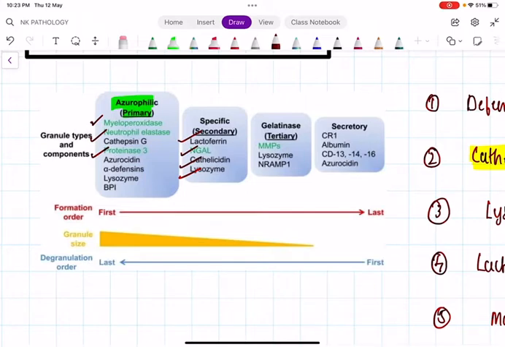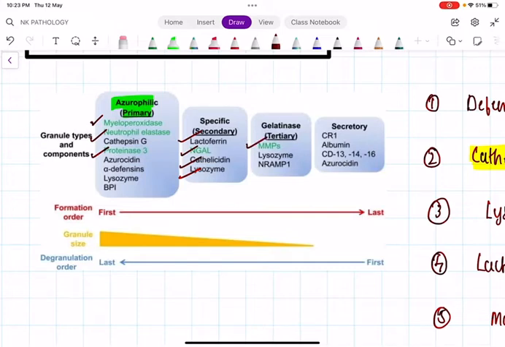Cathelicidin belongs to what type of granule? It has been asked as a question from physiology. Cathelicidin, and lactoferrin, NGAL, of course. Then we have tertiary granules. In tertiary, we have MMP, that is matrix metalloproteinases. So these are the important things you have to remember.